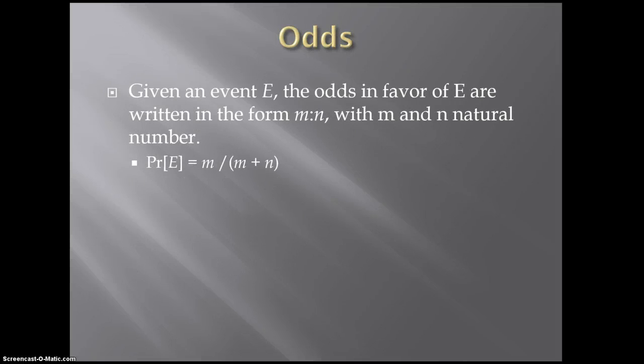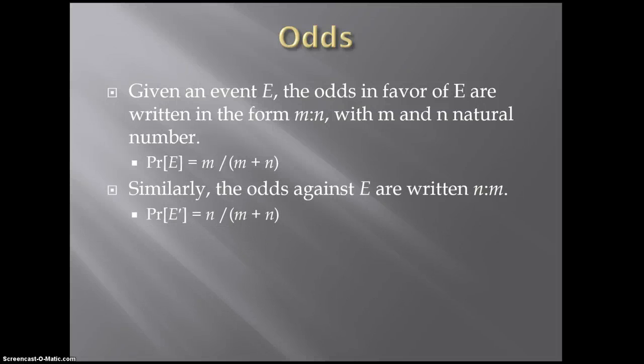Okay, last thing, and that's odds. Given an event E, the odds in favor of E are written in the form m to n, with m and n being natural numbers. So the probability of E will be equal to m divided by m plus n. Similarly, the odds against an event are written as n to m, and the probability of E complement will be equal to n divided by m plus n.